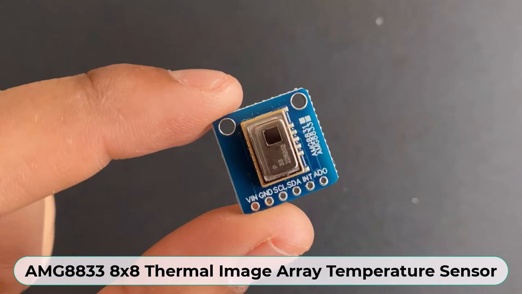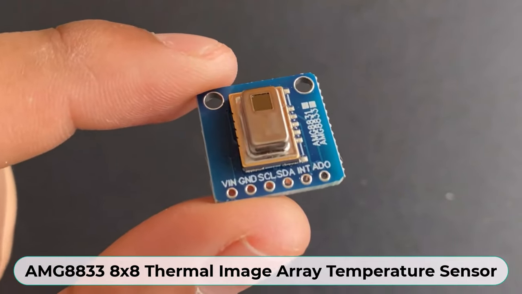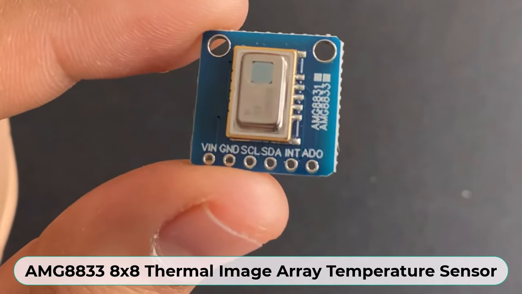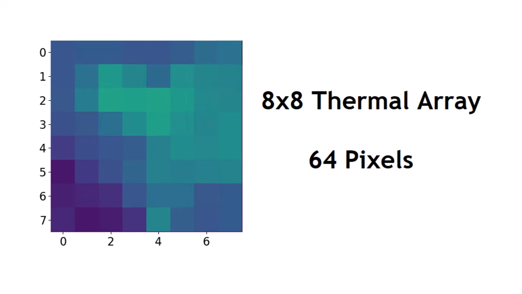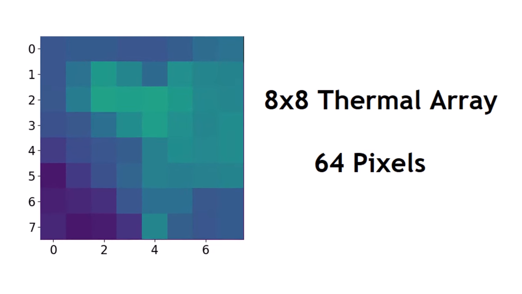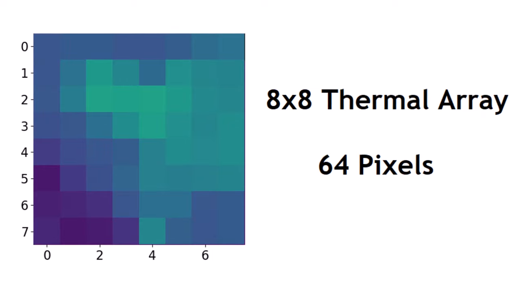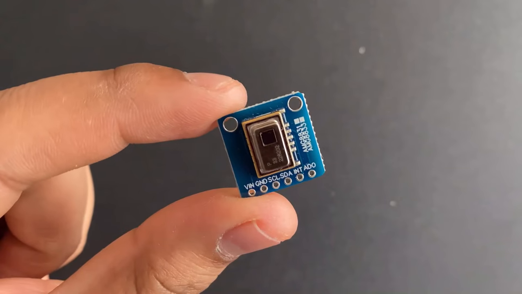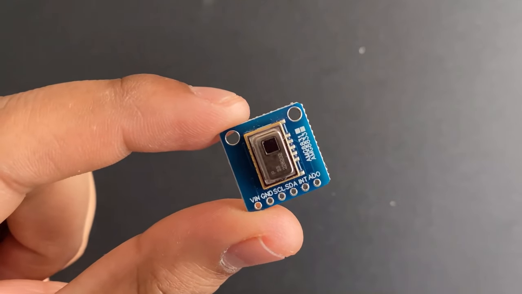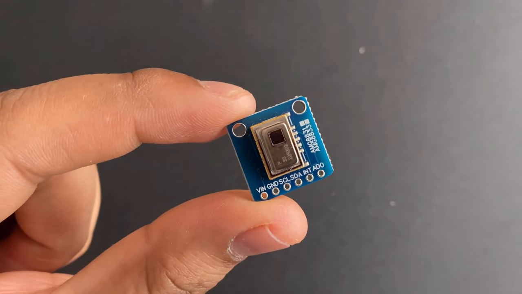AMG8833 is a simple thermal camera module from Panasonic, also known as a temperature monitoring device. It divides captured data into 64 blocks of 8x8, giving it a resolution of 8x8 or 64 pixels. Each pixel acts as an individual IR sensor, providing a separate temperature measurement, making this sensor better than PIR and pyrometric sensors that only offer one temperature value.